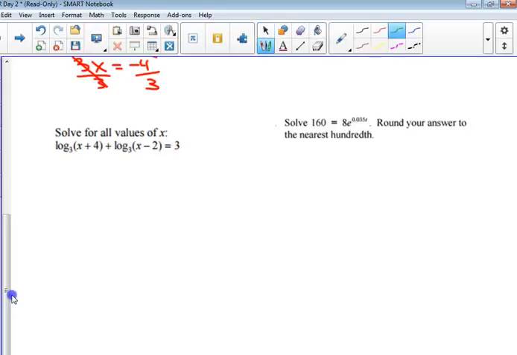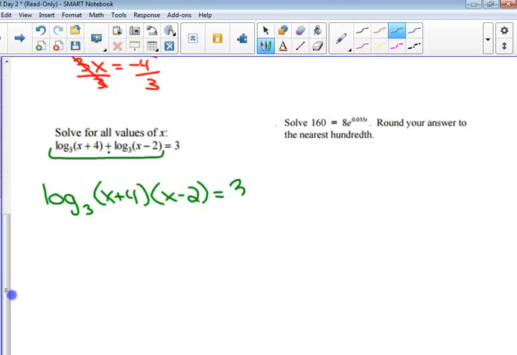So your goal, if you guys are ever asked to find x, is to get single logs by using your log property. So I want to make this into one log. So I'll start with our log base 3, x plus 4. Now what does the plus sign mean? Anybody have an idea? Multiplication, good. So we're going to multiply by what's next. No log in that little base though, because, good, just the x minus 2. By using those log rules, we only write the log one time.